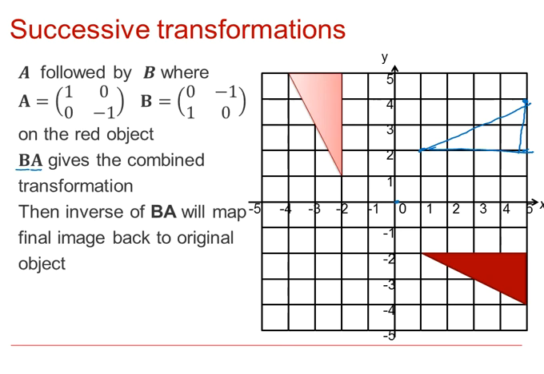You will remember a previous result that the inverse of BA will be A to the minus 1, B to the minus 1. So in other words, you would undo B first and then undo A afterwards.